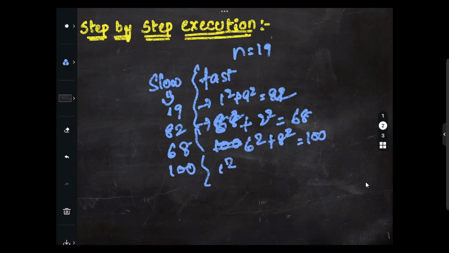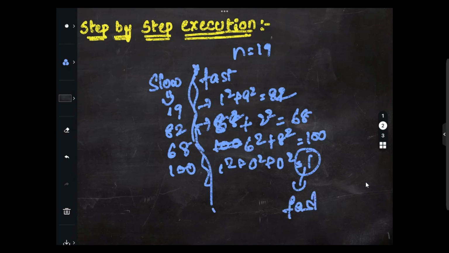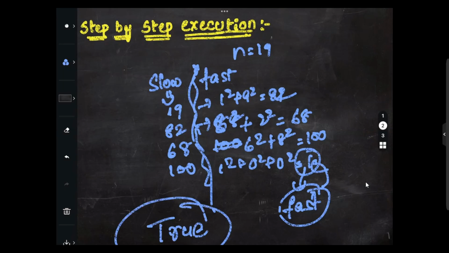Then 1 square plus 0 square plus 0 square is 1. As we have got 1 here on the fast side, fast has reached 1, so the number is happy in this case. That is the reason we will return true. When fast reached 1, we return the boolean value true.